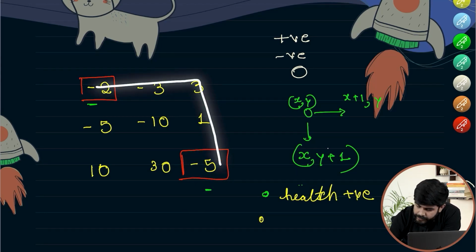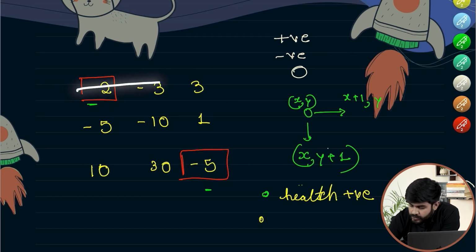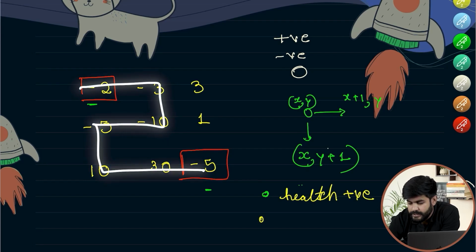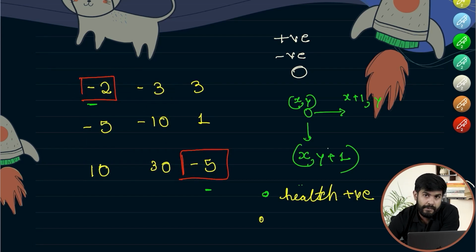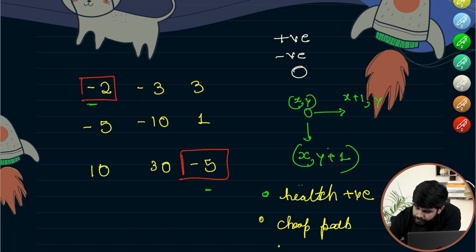We can go from here to here, we can go from here to here, and then we can also take up this path. Same goes for this, we can take up this path. So there are many possible paths. We need to take the optimal path and then give the optimal minimum health. What we really need to do is find the cheapest path and then report the minimum health that is required.